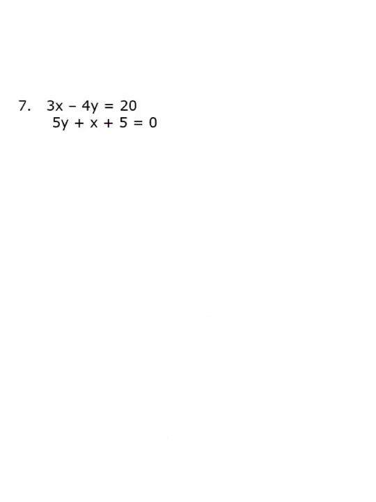On question 7, I'm going to go ahead and solve using elimination because this is a method most of you are choosing to go with. Remember, when you're solving using elimination, the equations need to be set up in standard form. In looking at these two equations, the first one, 3x minus 4y equals 20, that one is already in standard form, so that one's good to go.